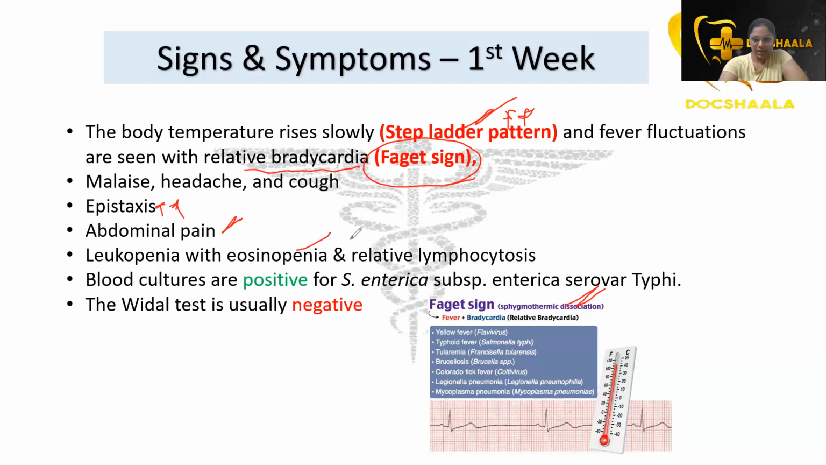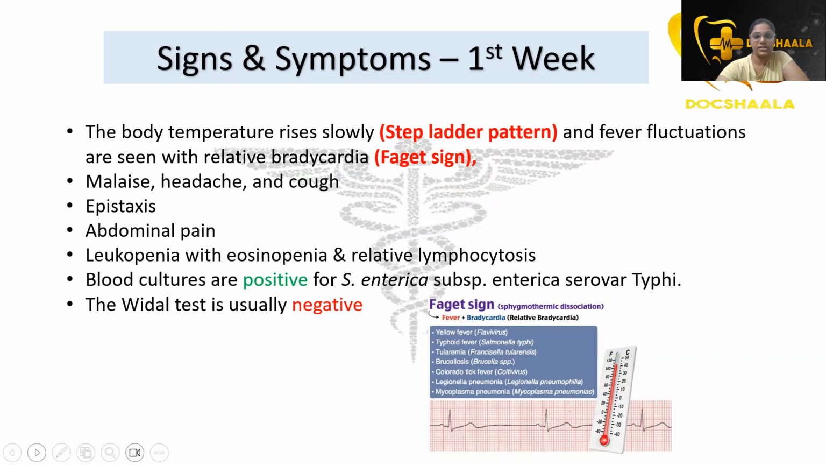Leukopenia with eosinopenia and relative lymphocytosis, and blood cultures during the first week are positive for Salmonella enterica subspecies enterica serovar typhi. For this subspecies, the blood culture will be positive, whereas the Widal test is usually negative during the first week of typhoid fever. So these are the first week symptoms.